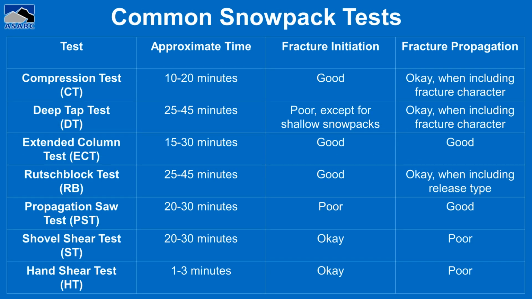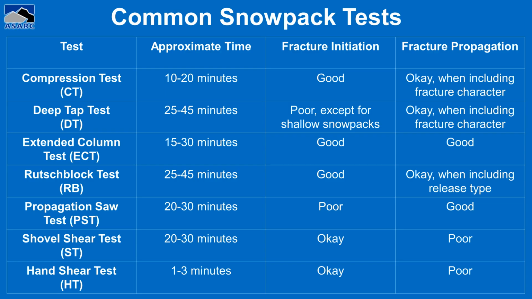To summarize, we looked at the snowpack tests listed here. Some of these are good for information on fracture initiation, some are good for fracture propagation, and some are good for both. Fracture initiation provides you information on creating an initial fracture within a weak layer or interface in the snowpack. Fracture propagation provides you information on the likelihood of an already initiated fracture propagating across a larger area. Both initiation and propagation are required to release a slab avalanche.